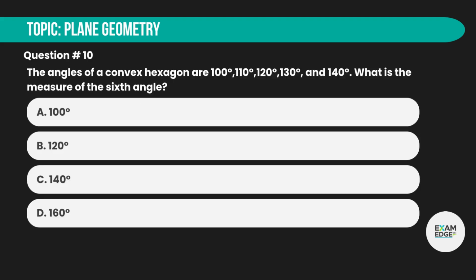Question number 10. The angles of a convex hexagon are 100 degrees, 110 degrees, 120 degrees, 130 degrees, and 140 degrees. What is the measure of the sixth angle? A. 100 degrees. B. 120 degrees. C. 140 degrees. D. 160 degrees. Correct answer. B. 120 degrees.